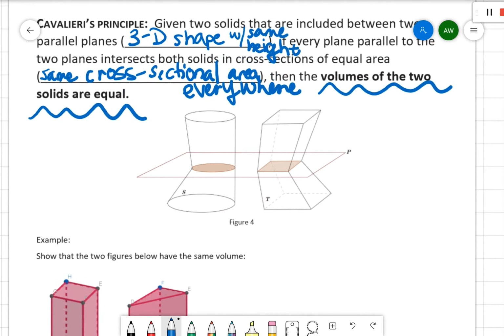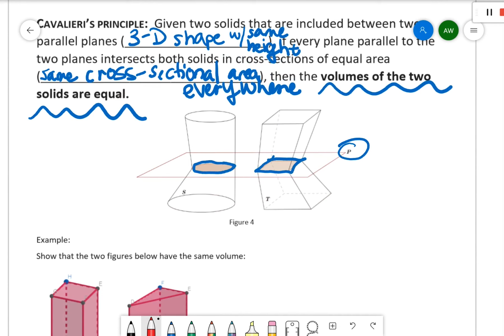So for example, if we looked at these two shapes, if we knew some more about these dimensions, we're not going to do this specific example, we're going to do an additional example. But if we knew the dimensions of these two shapes, and if we knew that this plane P, that this area was the same as this area, and if I made another plane, if this area is the same as this area, and if this area is the same as this area, then these two volumes are the same.